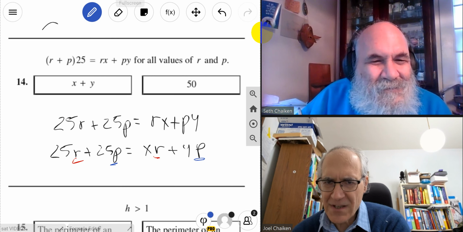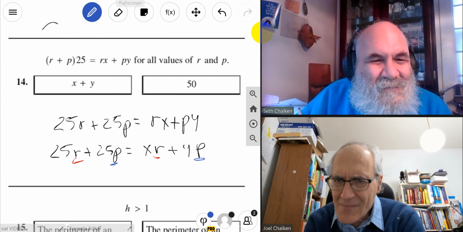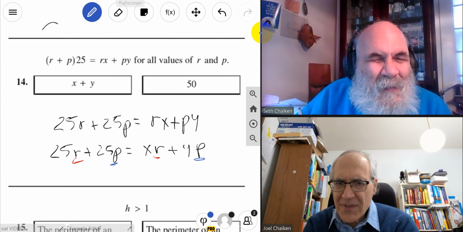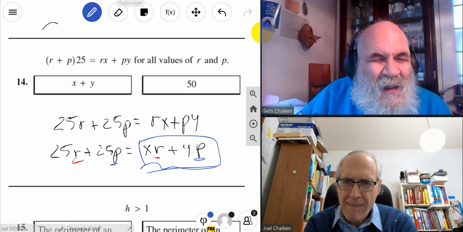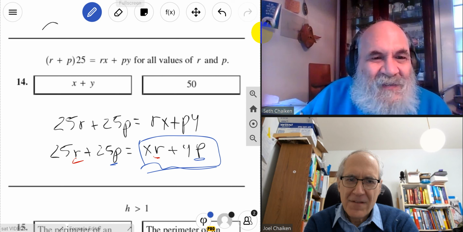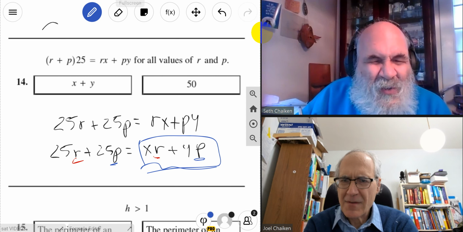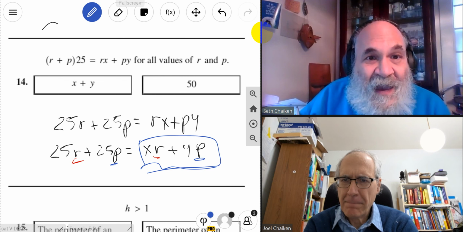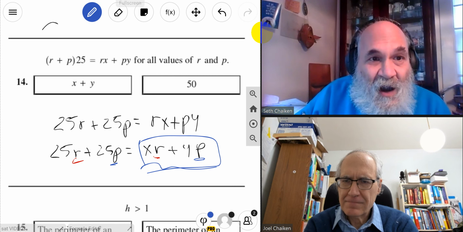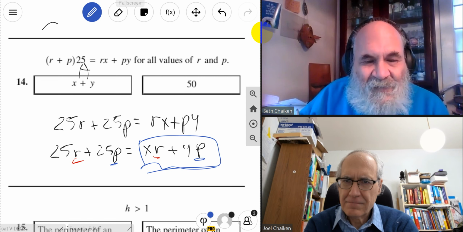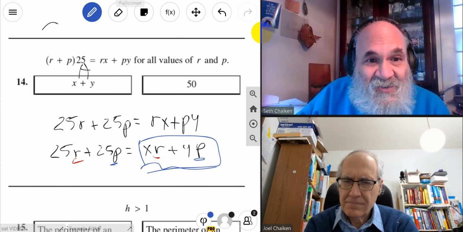So now let's see if we can tell something about this, right? We want to know something about this. Well, let's follow our noses and see what happens. Agreed. Let's follow our noses. It is given that this equation is true for every value of r and p. Right. Now, expression A is a special case.